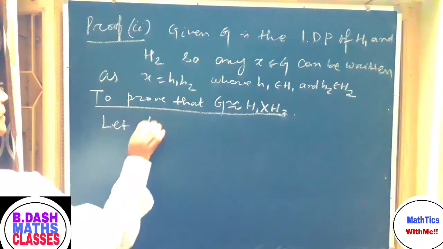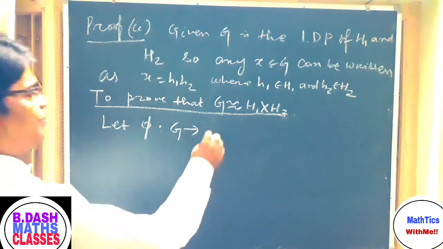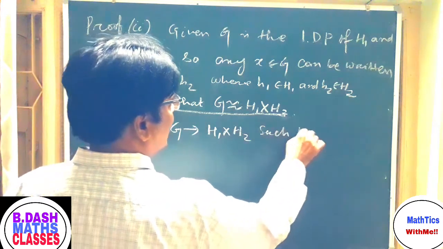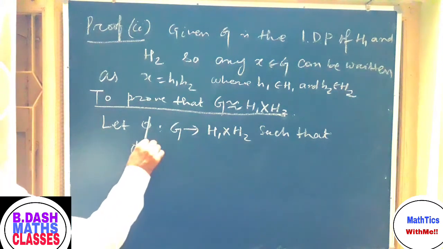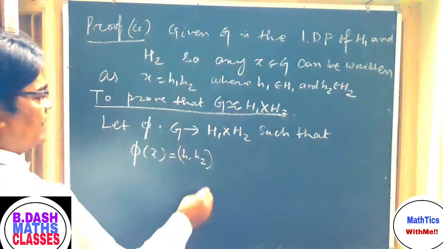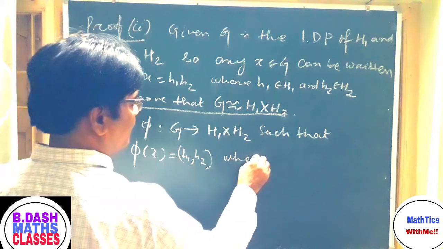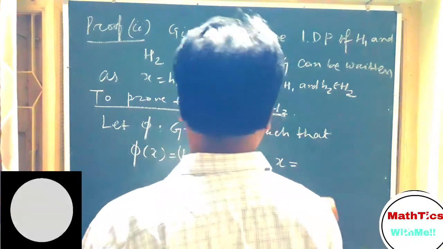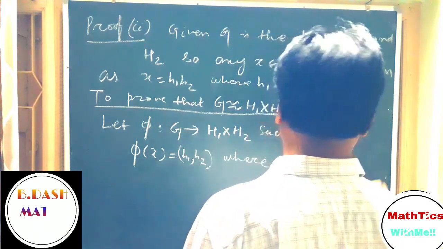Let phi be a mapping from G to H1 cross H2 such that phi of x is equal to the ordered pair (h1, h2), where x is equal to the product h1 h2 belonging to G.